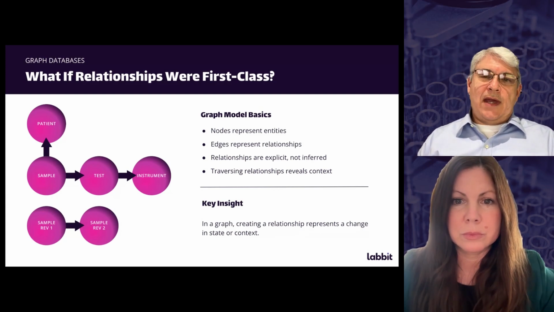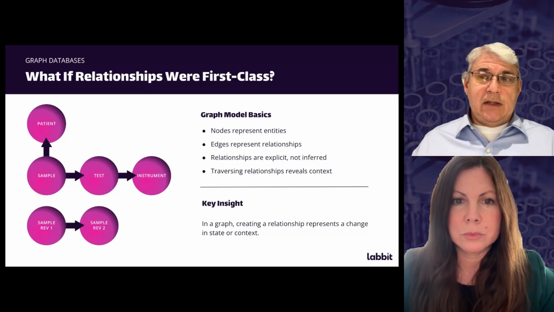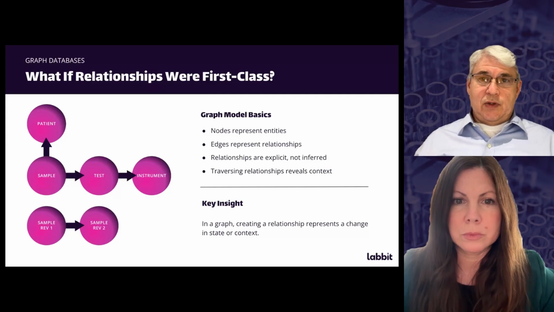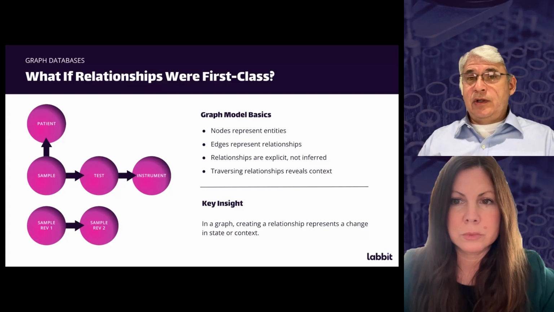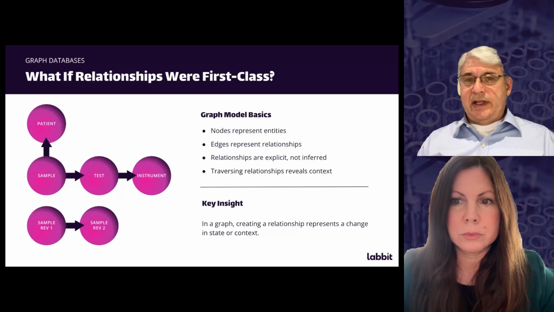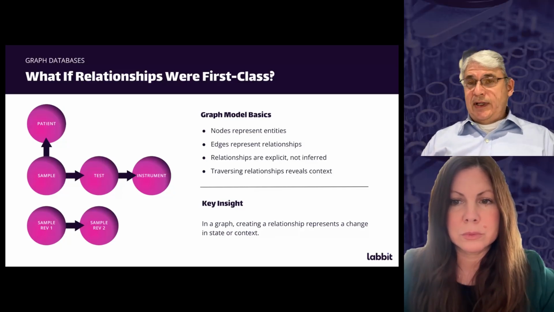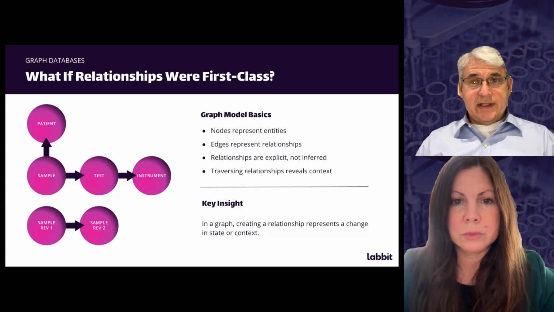In a graph database, you have something called edges. Edges connect nodes, and an edge represents a relationship between nodes. Those relationships can mean whatever kind of relationship you want them to be. For example, you could have a relationship between a sample node and a patient node: a sample is from a patient. Or there's a relationship between a sample and a test: a sample has a test. So that's one type of relationship.